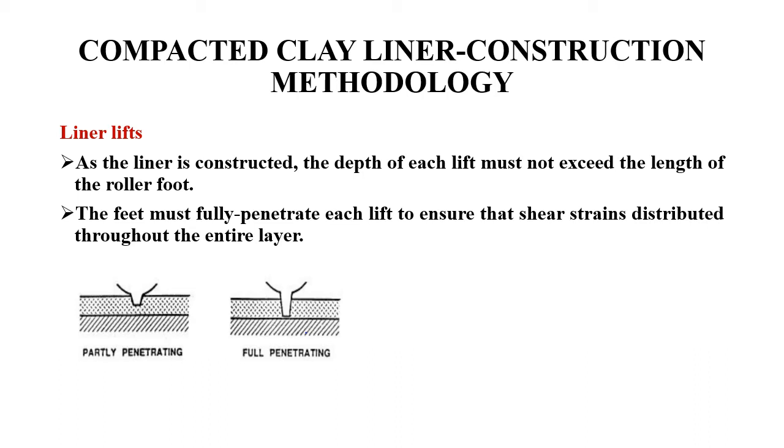As I said, the sheep's foot roller should be fully penetrating into this liner thickness. It should not be partially penetrating. This is not how the compaction should happen. This is the correct way of compaction, and make sure that this happens properly. The liner thickness should never be greater than the length of the sheep's foot roller. Even if it is less, it is fine, but the liner lift thickness should never be greater. That is one thing that we have to make sure is properly done during the construction.